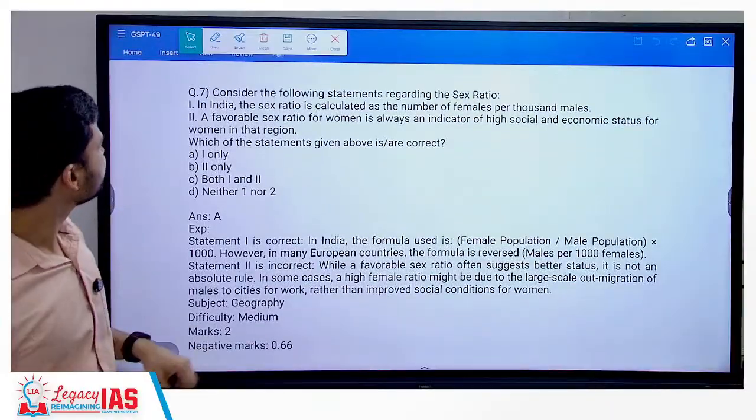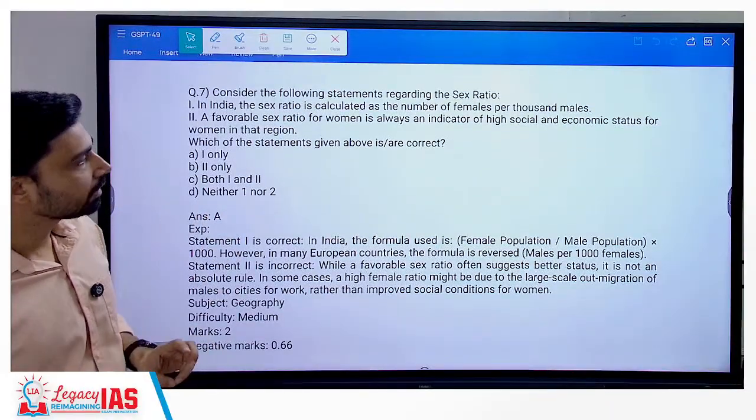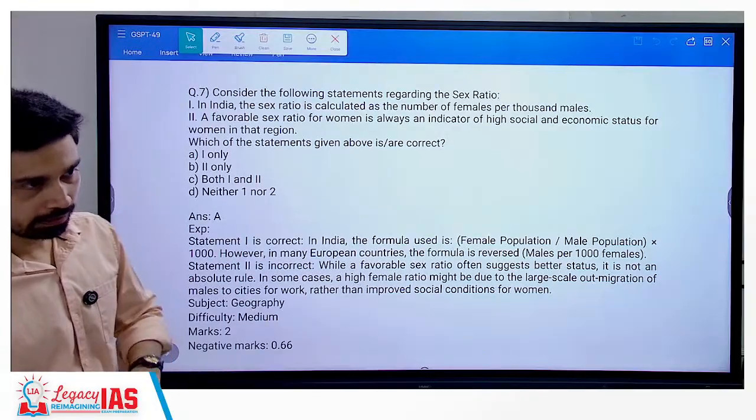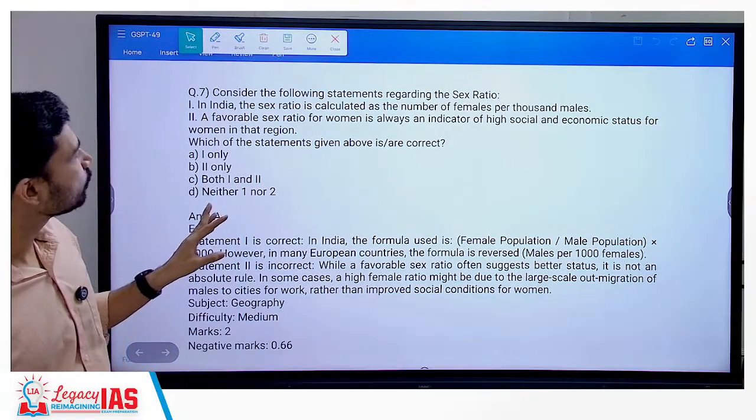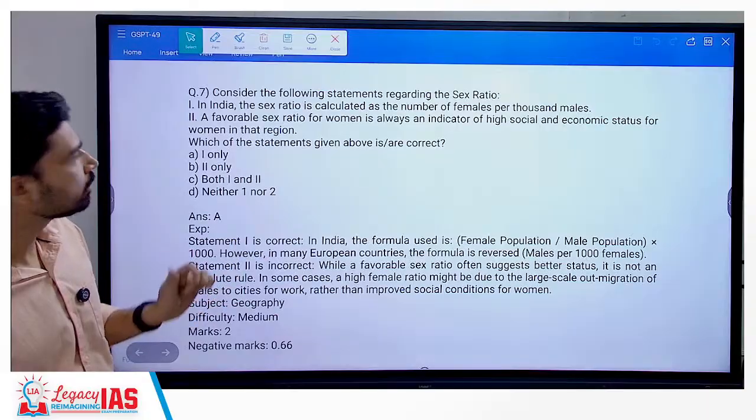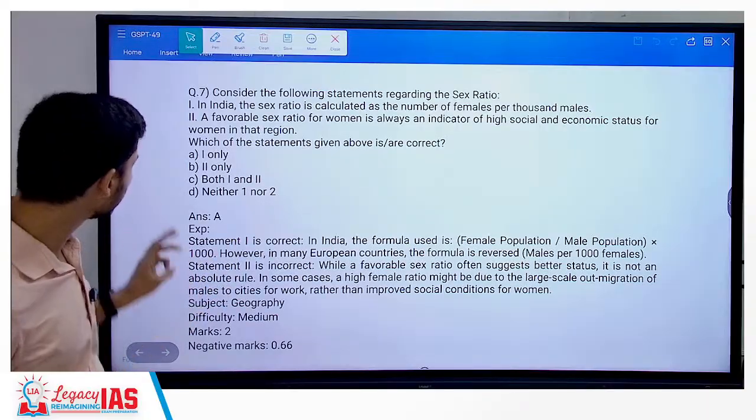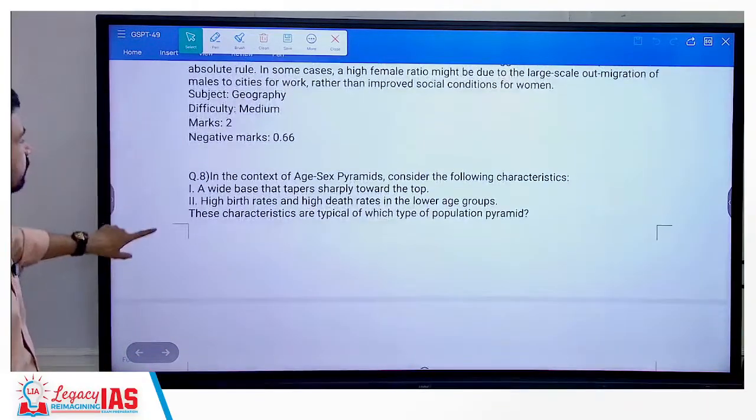Then we have the sex ratio is calculated as the number of females per thousand males. Okay, in the case of India. Second, a favorable ratio for women is always an indicator of high socio-economic status. No, okay, it is not always true. So A, only one is the right answer.